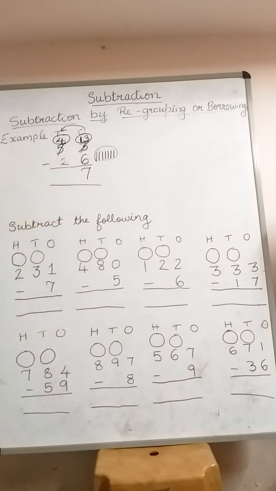Let's move to the tens place. So what numbers are here? 4. And here which number? 2 is present. So 4 minus 2 is how much? 4 lines cut 2 lines. You will get 27. So did you follow this example?